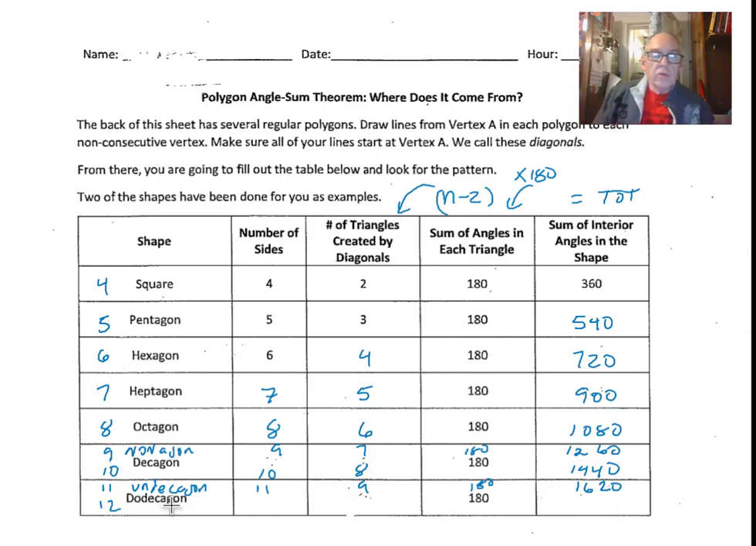And then the last one we have is dodecagon, which is 12 sides. Take away 2 gives us 10. 10 times 180 is 1800 degrees. And then this pattern continues. If you had 99 sides, you do 99 take away 2, which would be 97 times 180, and that would be the sum of the inside measures. So let's go down here to the questions.